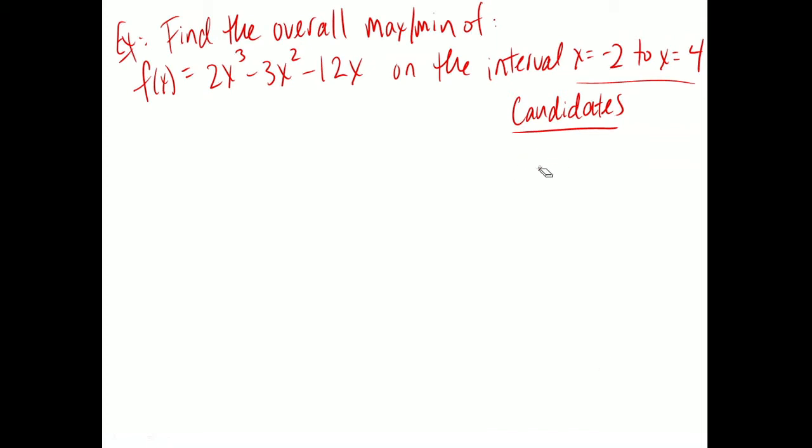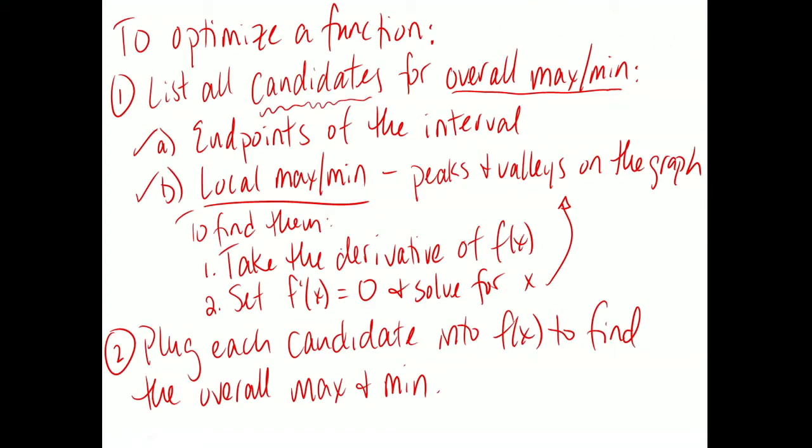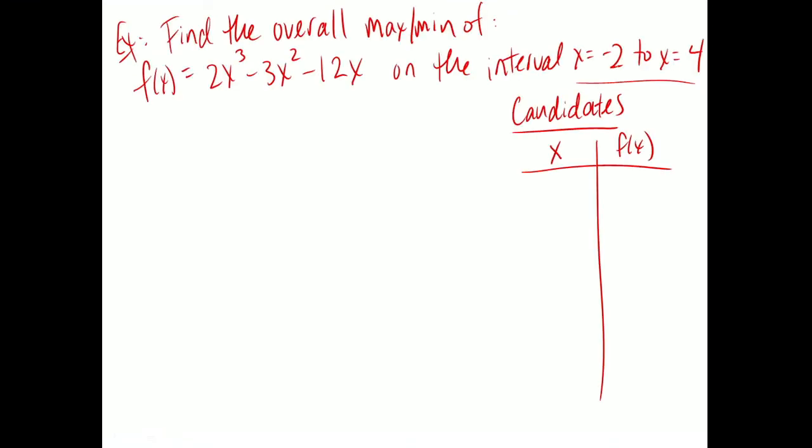Okay, and maybe I'll do it this way. I'll make a little chart: x values and y values, or f of x. f of x is the same thing as y. All right, so right off the bat, I immediately have some candidates staring me in the face because we just said the endpoints of the interval. These are candidates that you should at least consider, wherever the interval starts and stops. So I've got 2 endpoints here, -2 and 4. So I'm going to include those. Those are in. But I might have other candidates too.